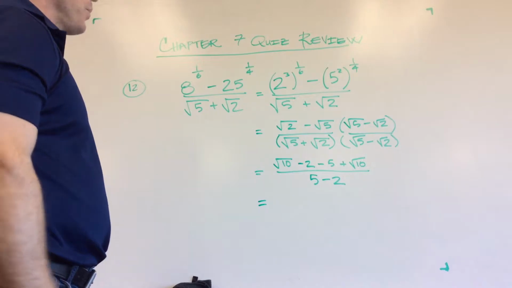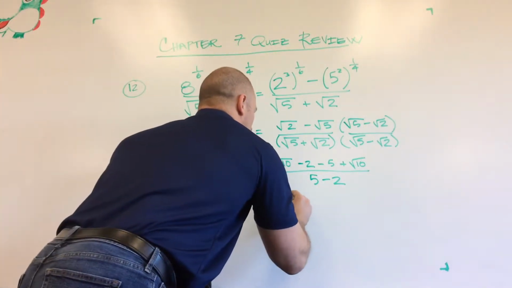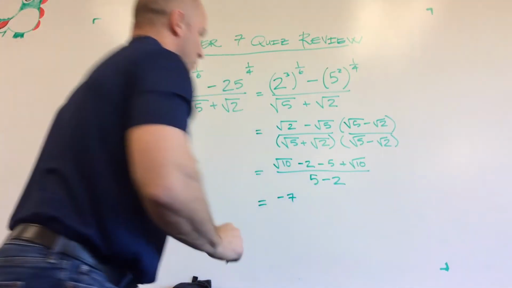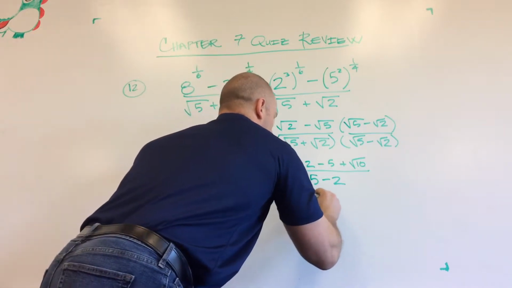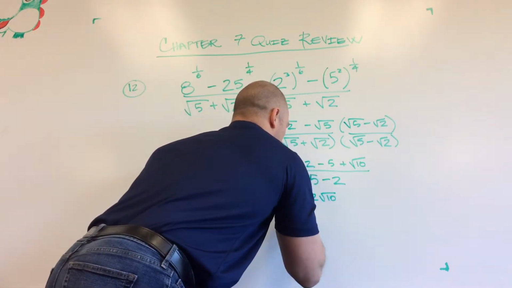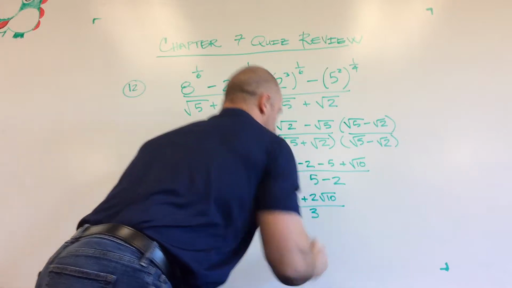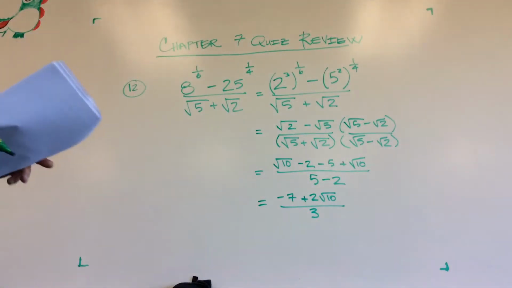Here, on top, we'll end up with negative 7. We have 2 copies of root 10, so those will add together to be 2 root 10. On the bottom, 5 minus 2 will give us 3, and that will be our final answer.